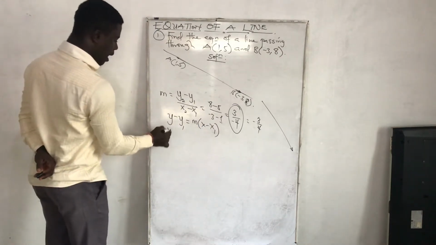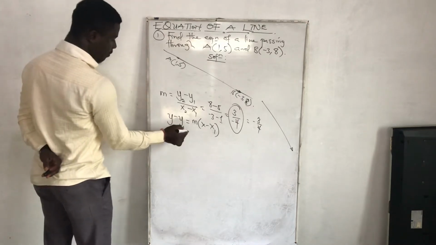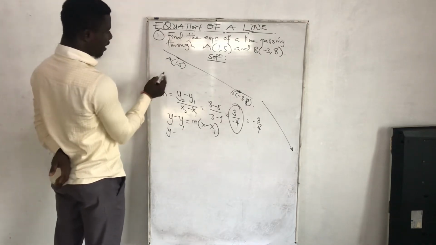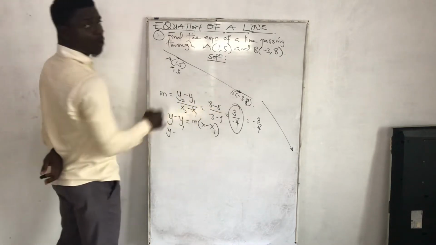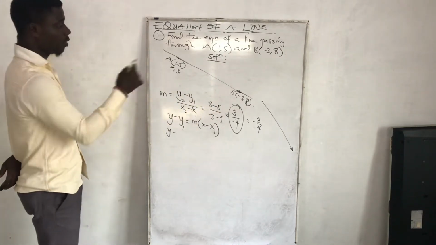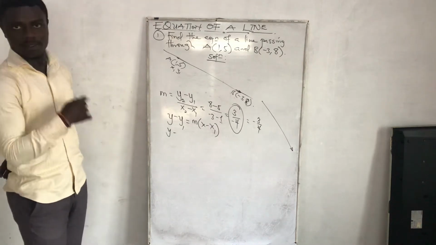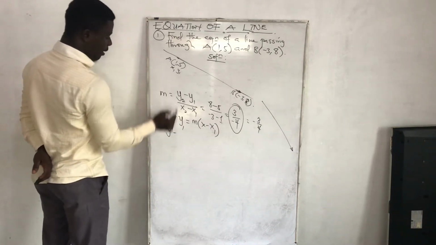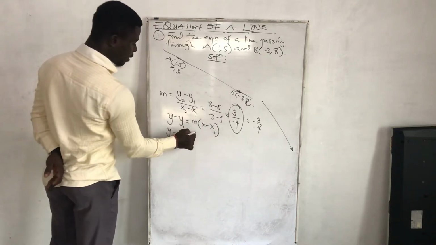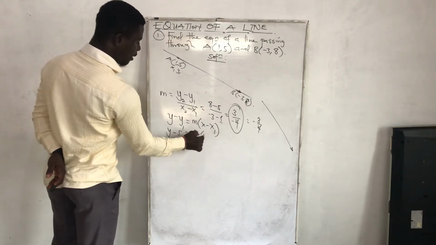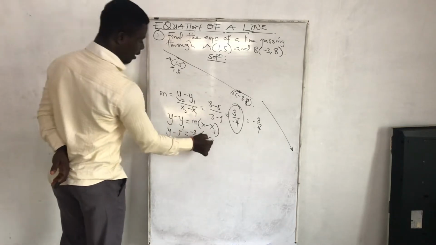So I have y, we don't put any value inside, then minus y1. We can say that this one is our x1, y1. We can also let point B be x1 = -3, y1 = 8. It's the same thing. So y1 is 5. So we get y minus 5 equals our gradient, which is -3 on 4, then x minus x1, which is 1.